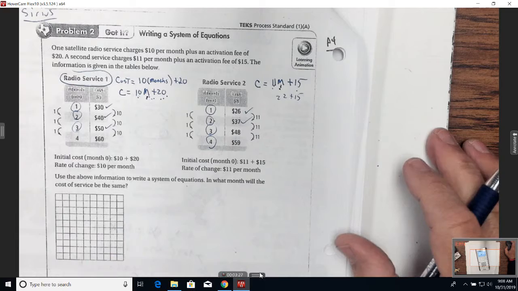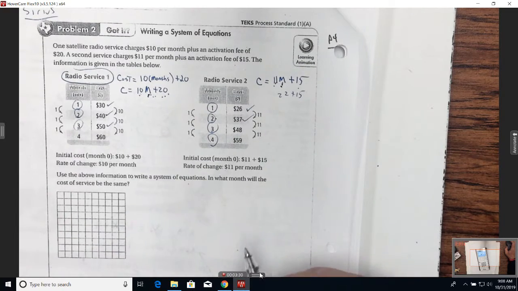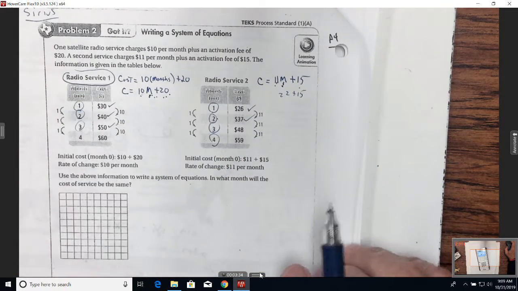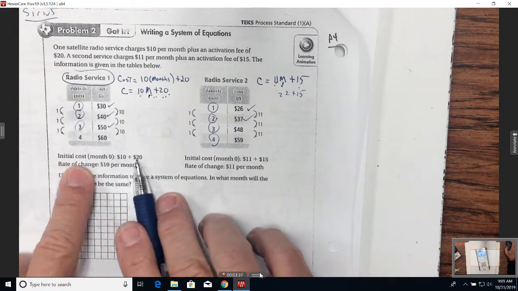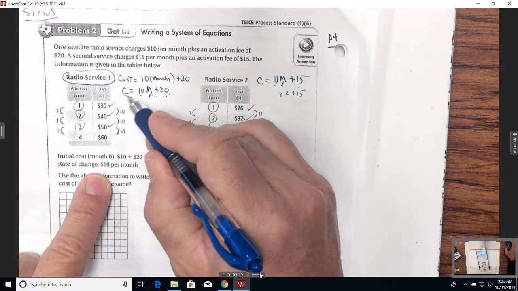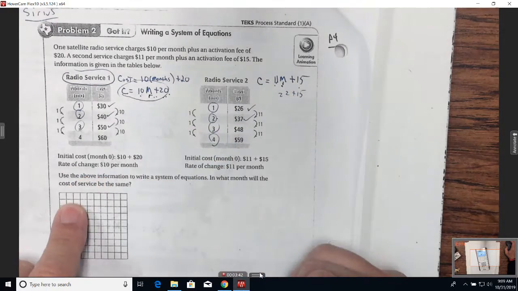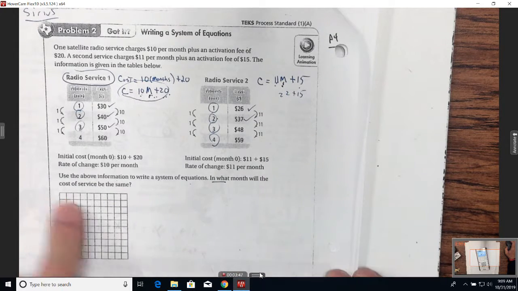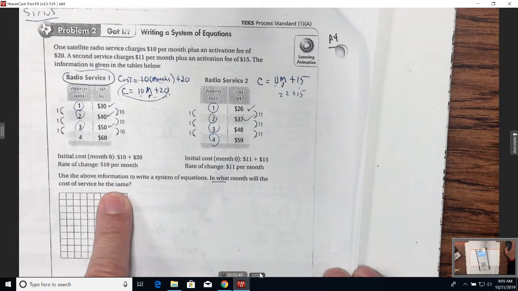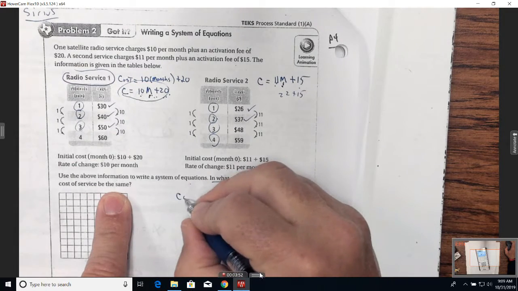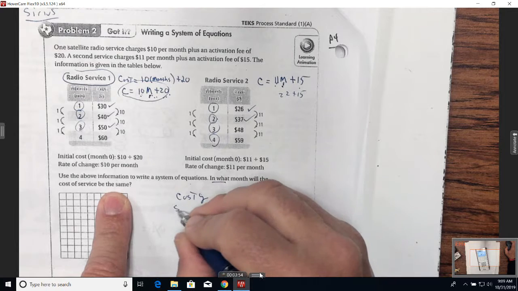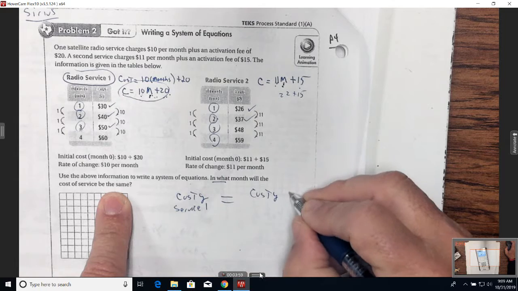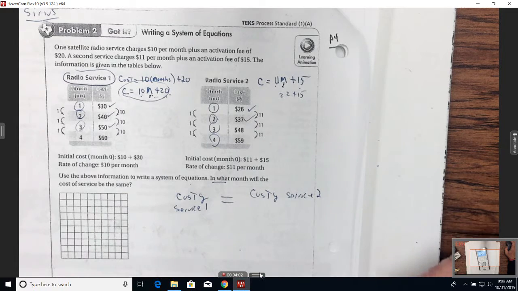Everybody agree? Okay, so what's the question asking? It says the information is given in the table below that models the function rule. Okay? And it also kind of gave me the initial cost and whatever else to come up with my function rule. So it's giving me more information. But what's the question asking? It doesn't even come up to the question until the last part. It says, in what month will the cost of the services be the same? So basically, when is the cost of service 1 equal to the cost of service 2?